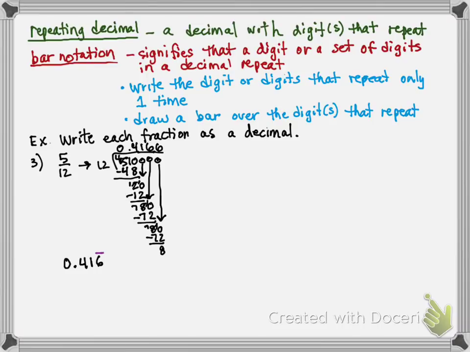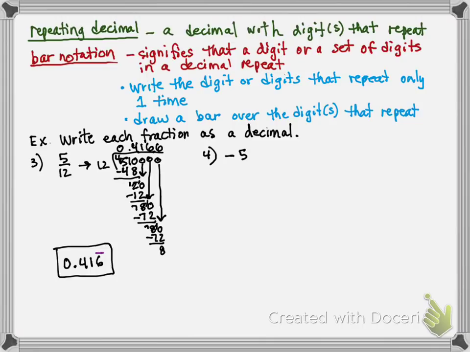And we say this is 0.416 repeating on the 6. Okay, so that's the answer to that one. Interesting. All right, here comes the ugly one. You thought that was ugly? You ain't seen nothing yet.